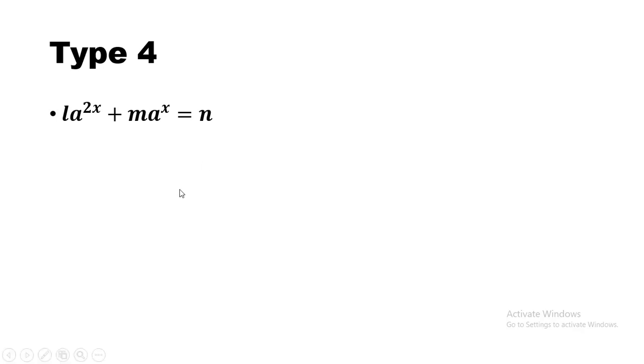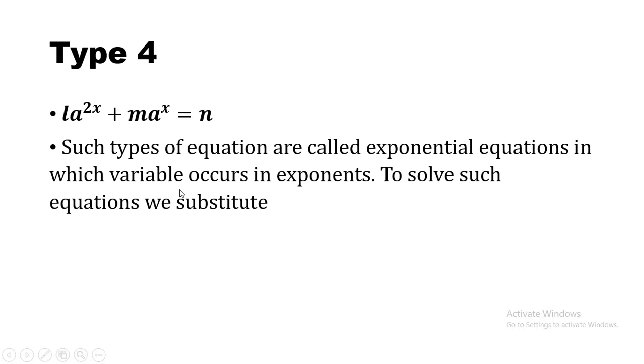Hello students, welcome back. The last type that we are going to discuss is type 4, and this is written in the form l·a^(2x) + m·a^x = n. Such types of equations are called exponential equations, in which the variable occurs in exponents. To solve such equations, we substitute a^x = y.